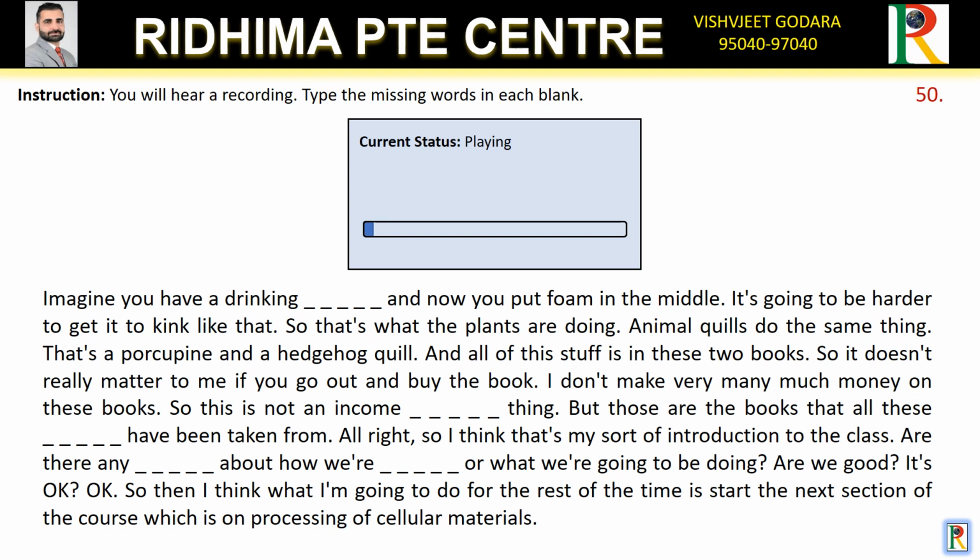Imagine you have a drinking straw, and now you put foam in the middle. It's going to be harder to get it to kink like that. So that's what the plants are doing. Animal quills do the same thing. That's a porcupine and a hedgehog quill.